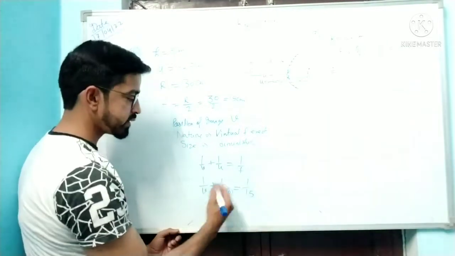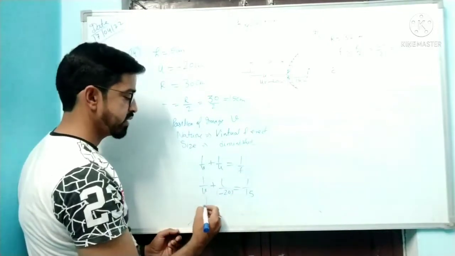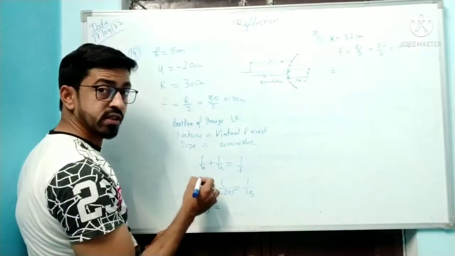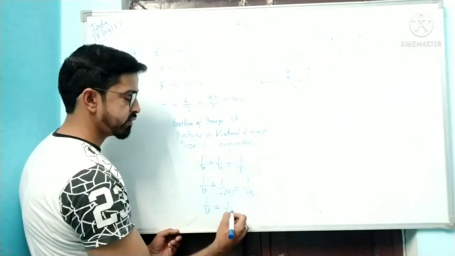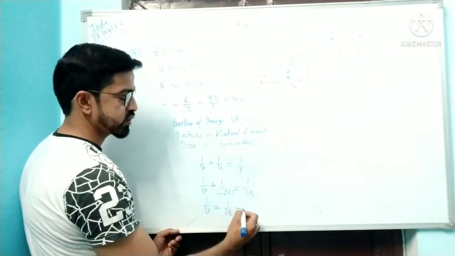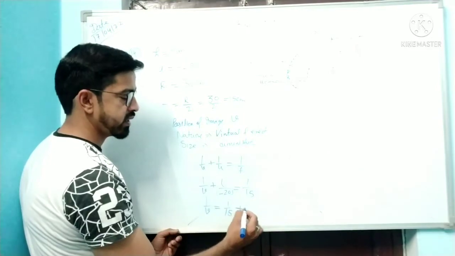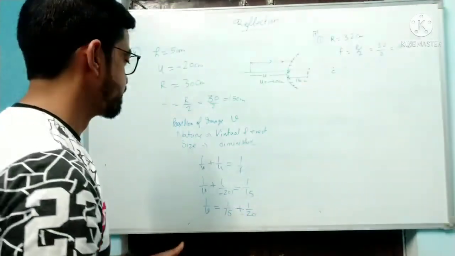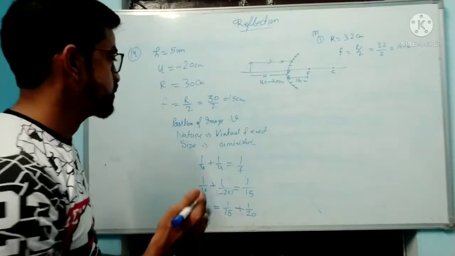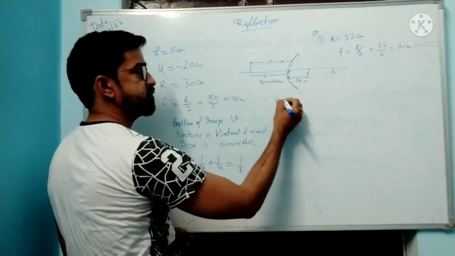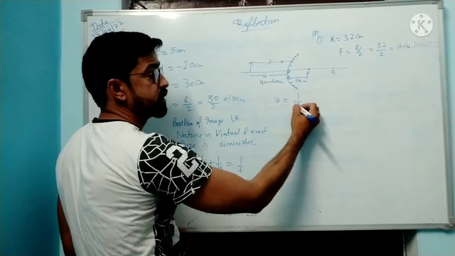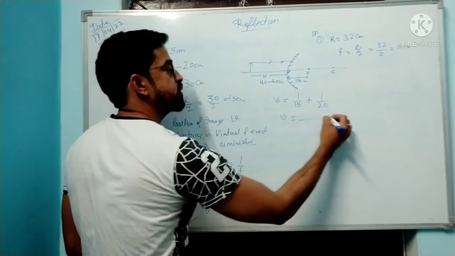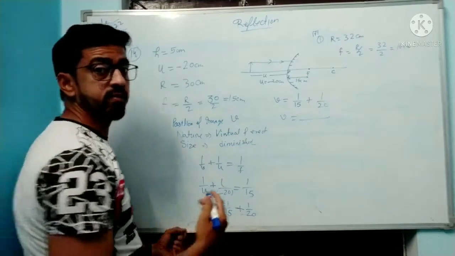Okay. Now plus, minus, minus. 1 upon V is equal to this, minus plus minus becomes minus. Minus finally goes to the other side of the equal sign, it goes, minus becomes plus 1 upon 20. Okay. Now take LCM. 1 upon 15 plus 1 upon 20. So 1 upon V is equal to, take LCM.